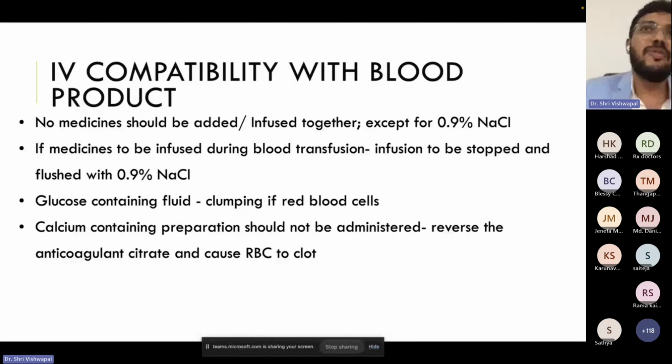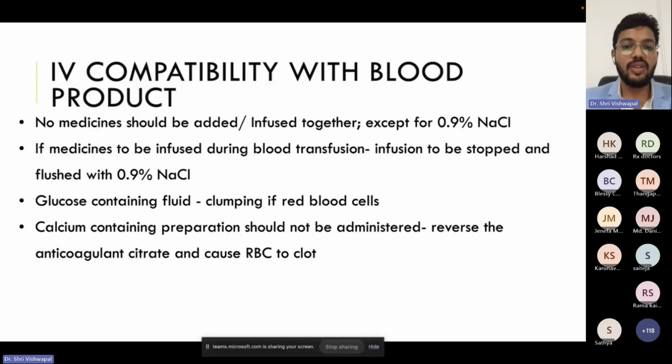It's because if a patient gets a transfusion allergy or drug allergy, it is difficult to differentiate whether it is because of the blood transfusion or because of the drug. Glucose containing fluid should not be given. If it is given with a blood product, it causes clumping of red blood cells.